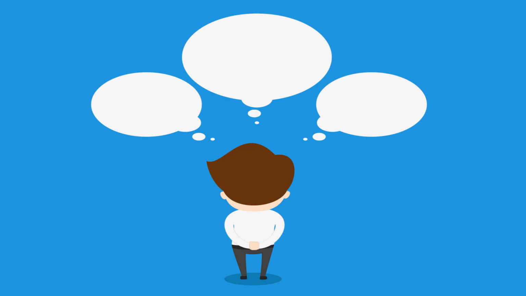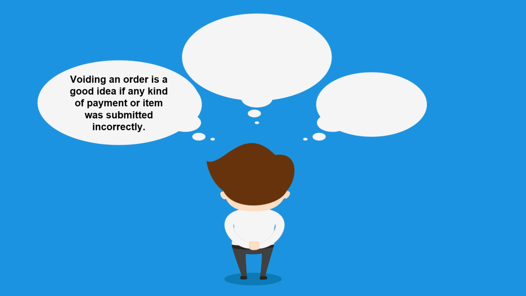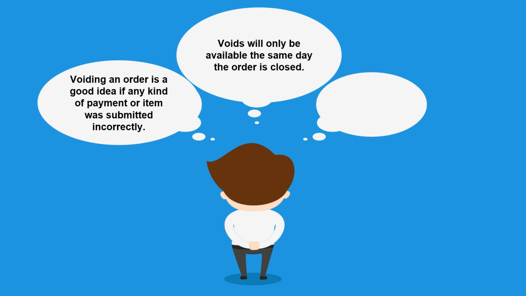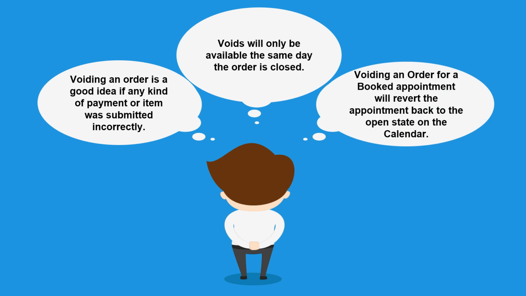And some important things to keep in mind about voids. Voiding an order is a good idea if any kind of payment or item was submitted incorrectly. And voids are only available to process the same day that the order is closed. And when we void an order that's part of an appointment, the appointment reverts back to an open state on the calendar. That's really important to remember because when we are voiding an order, it typically means some mistake was made in the way the order was closed originally, and we want to erase it and wipe it out like it never existed and start over again.